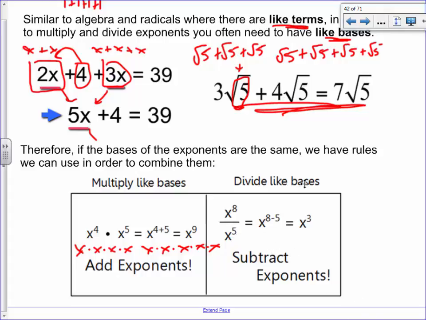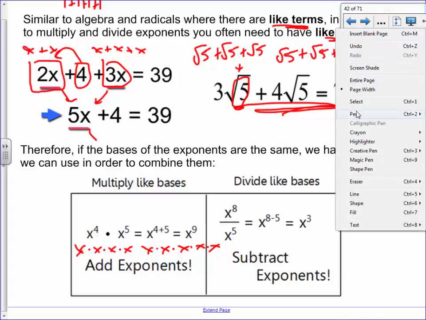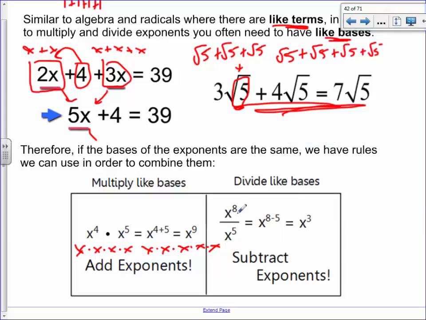Let's show you why. What does x to the 8 mean? It means you have 8 x's multiplied by each other. So I'll even write them all out. 1, 2, 3, 4, 5, 6, 7, 8 x's. And the bottom of the fraction, x to the 5. It means you have 5 x's in the bottom of the fraction.